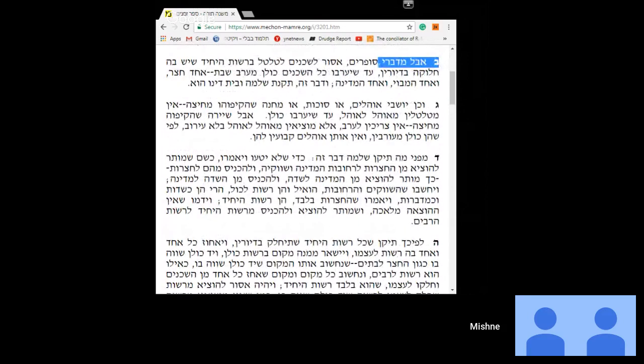Halacha 2: Aval mi'divrei sofrim. However, the sages prohibited that אסור לשכנים לטלטל ברשות היחיד שיש בה החלוקה בדיורין עד שיערבו כל השכנים כולן מערב שבת, אחד חסר ואחד המבוי ואחד המדינה, ודבר זה תקנת שלמה ודינו.